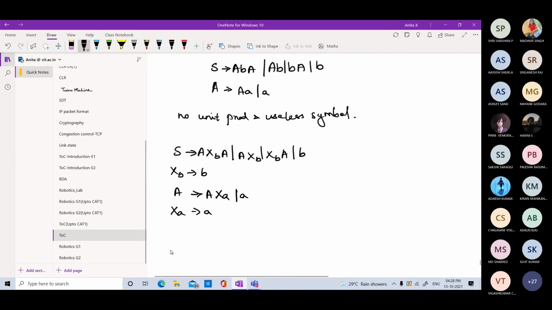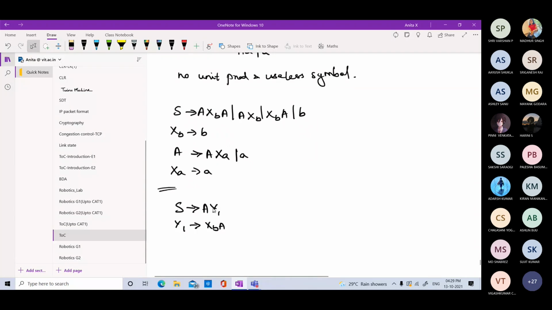And then, yes, here again we have to rewrite it. So here S derives A Y1 where Y1 derives XBA. Because there are three non-terminals, I have to make it as two. Right. And then the rest is the same, isn't it? Yes, ma'am.